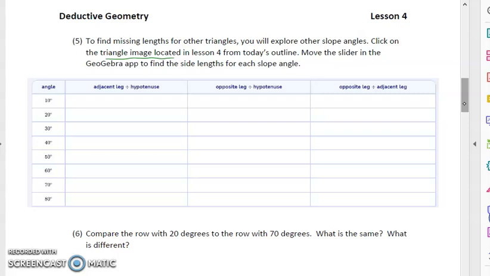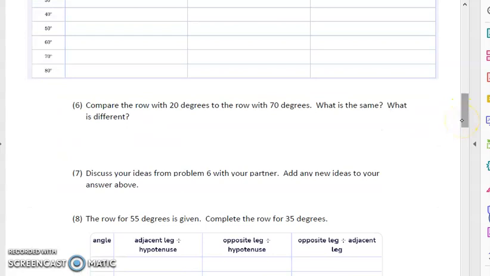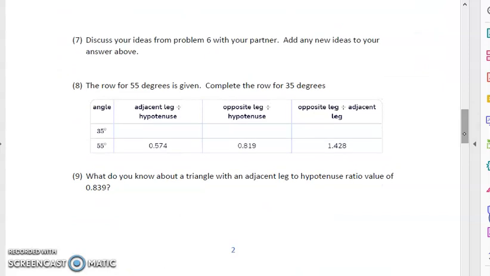When you get done with problem 6, it's going to ask you again to discuss with your partner number 7. When you get to problem 8, it's going to ask you to look back at what you did in problem 5 and 6, and if I give you the 55-degree angle row, can you finish off the 35-degree angle row? Or what if I gave you 0.839 as being the value for the adjacent side to the hypotenuse, which is the first column? Can you identify what you know about that triangle?